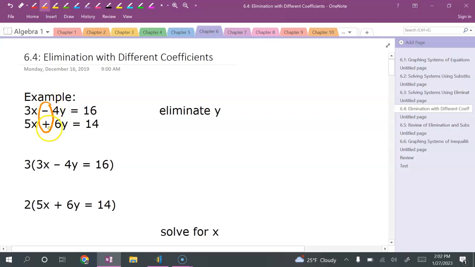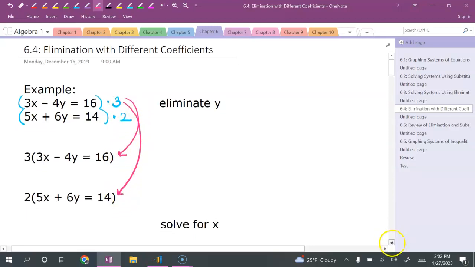So what I'm going to do is get these to look the same. So I need to think of a number that both 4 and 6 can go into, which is 12. So I'm going to take this top equation times a 3. That way I can get that negative 4y to become a 12. And then I'm going to take the bottom equation times a 2. And that's what I'm showing you down here, as I took 3 times that top equation and 2 times the bottom equation. So now I'm going to rewrite these new equations.